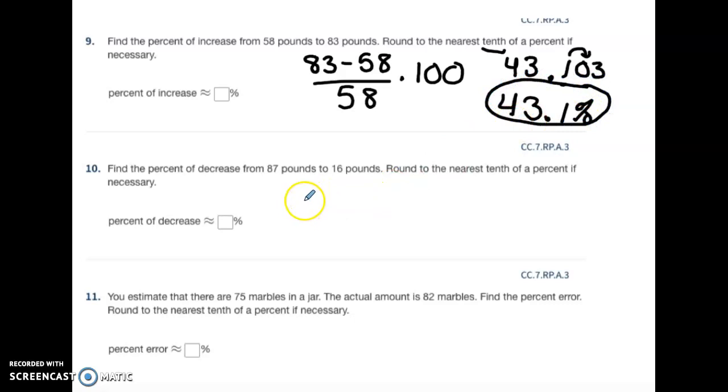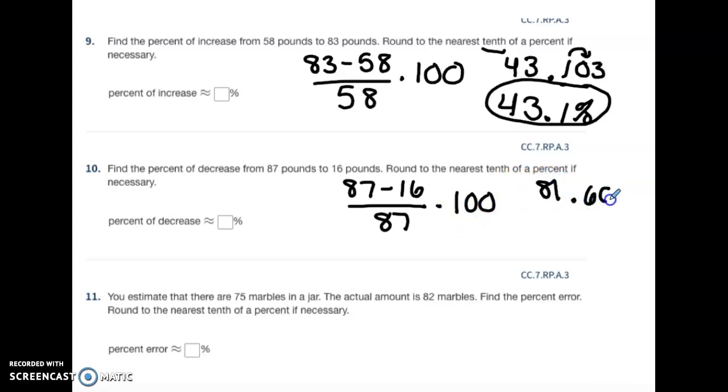All right. Find the percent of decrease from 87 pounds to 16 pounds. Bigger number minus smaller number divided by original number. 87 comes first times 100. Put it in the calculator. We get 81.609 and some more decimal places, but we're looking for the nearest tenth again. Here's the tenths place. Look to the right. It's a 0, so it stays the same, 81.6%.